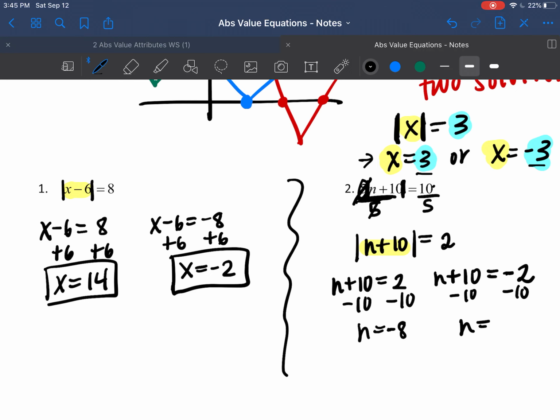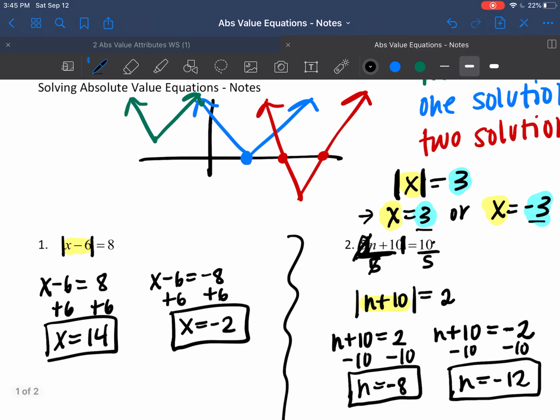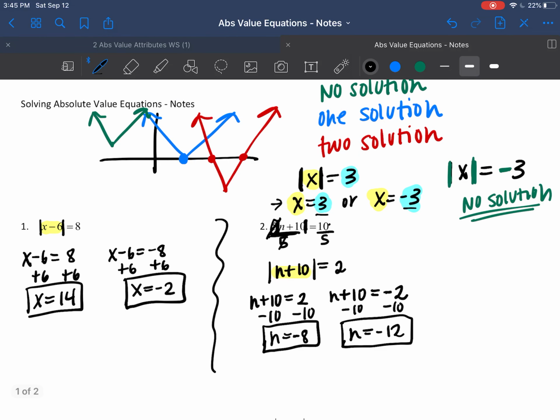On this side, I have n equals negative 12. Now you can have negative solutions. You just can't have an absolute value equal to a negative. This right here, bars, cannot equal negative. And so the case where we're having like this negative 12 and negative 8, those are like your x-intercepts. So that just means our function is looking like this, 2 negative x-intercepts.